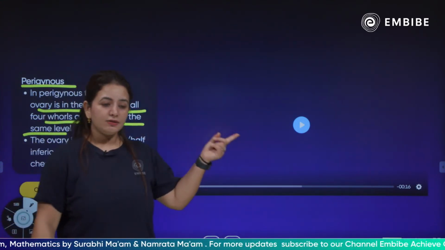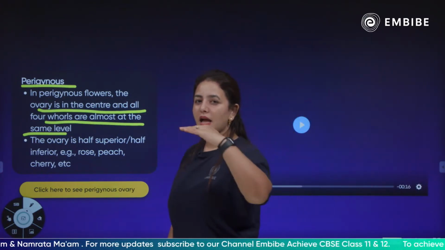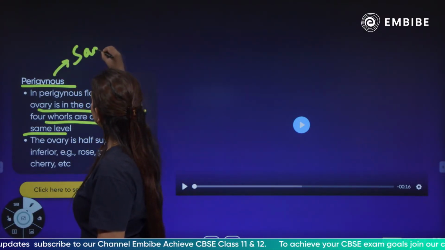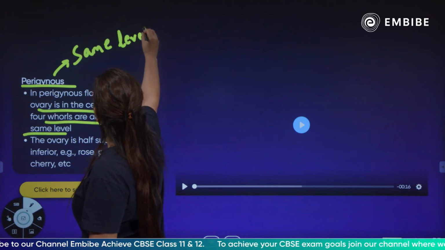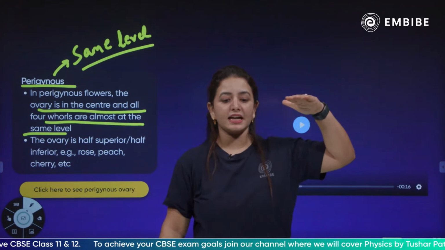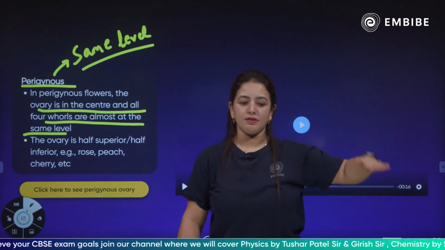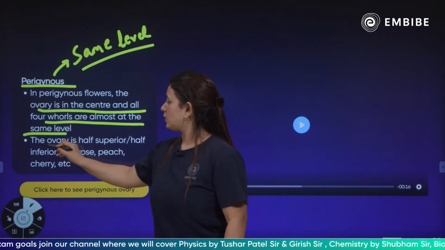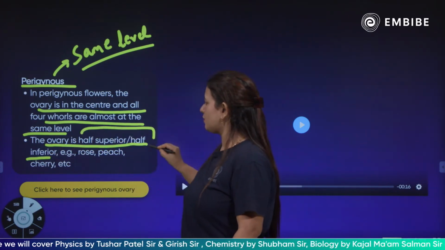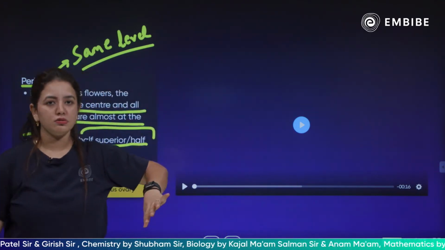Simple. In the previous one, the ovary was at the superior level. In this one, the ovary has come to the same level. Perigynous means same level. It means all the parts of the whorls and the ovary are edge to edge, just next to each other, all at the same level. We can also say the ovary is half superior or half inferior. There is an alternative name for this: half superior, not exactly superior but not exactly inferior either.